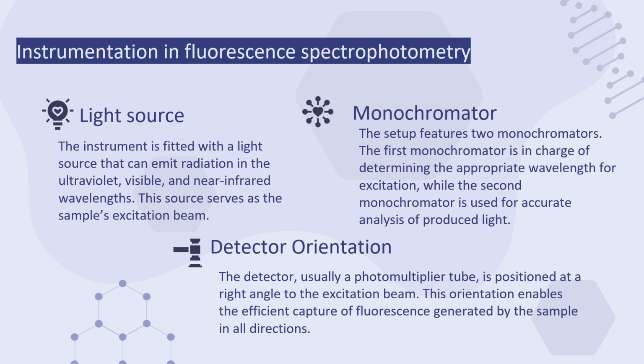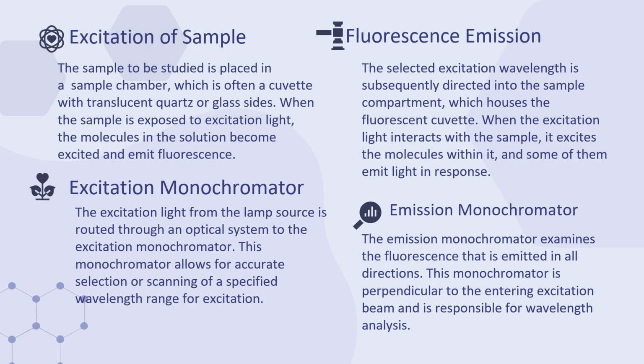Detector orientation. The detector, usually a photomultiplier tube, is positioned at a right angle to the excitation beam. This orientation enables the efficient capture of fluorescence generated by the sample in all directions. Then comes excitation of sample. The sample to be studied is placed in the sample chamber, which is often a cuvette with translucent quartz or glass slides. When the sample is exposed to excitation light, the molecules of the solution become excited and emit fluorescence.